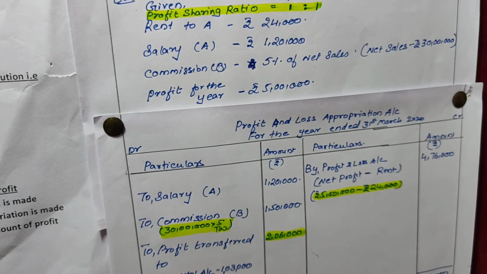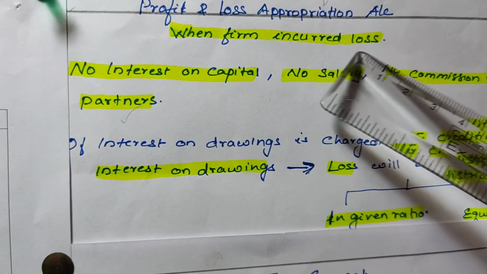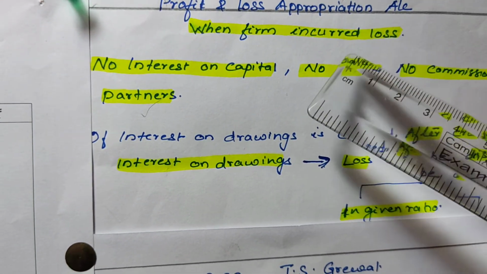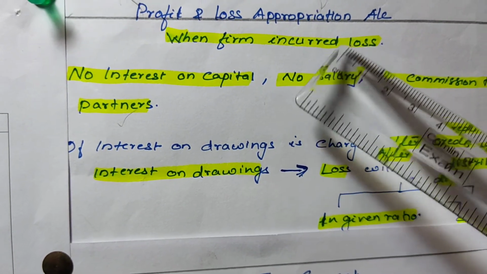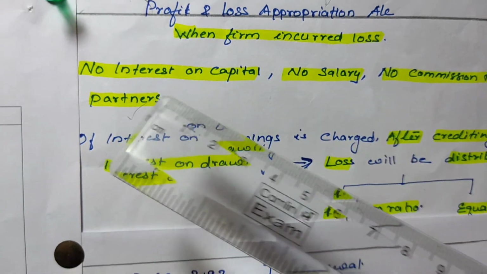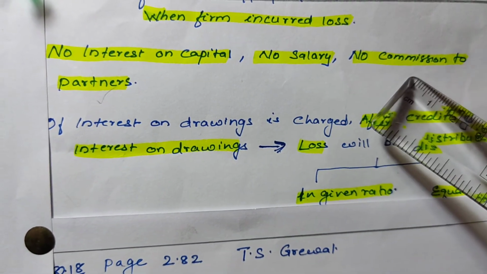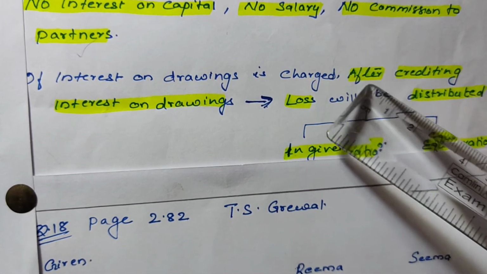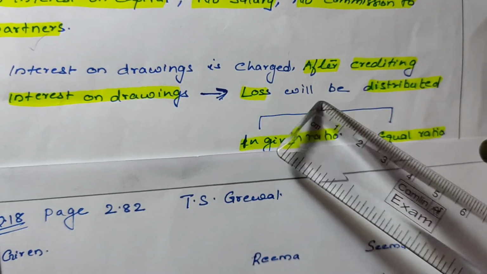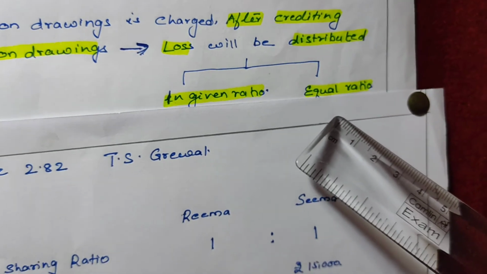Okay. See the adjustment number 2, that is when the firm incurred the loss. When we are preparing the profit and loss appropriation account and the firm is having the loss, in that case we will not provide any interest on capital, nor any salary, neither any commission to the partners. Only we have to credit the amount of interest on drawings, and the balance loss will be distributed among the partners in the given ratio or equal ratio. Okay, let me explain that in the format.